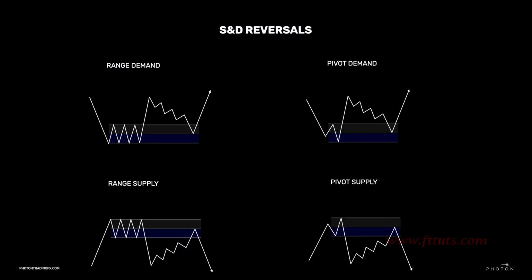So in the case of demand, if price was bearish and moving to the downside, and then demand stepped into the market to overpower supply, causing a bullish move, this is a reversal against the previous bearish trend, right? So that demand zone essentially becomes a reversal. Therefore, in the case of supply, if price was bullish and moving to the upside before the range or pivot was formed, then when supply steps in, causing price to fall to the downside, this is a reversal against that previous bullish move, right?